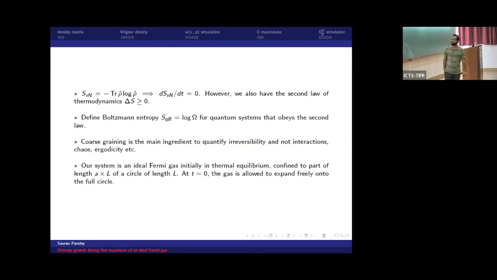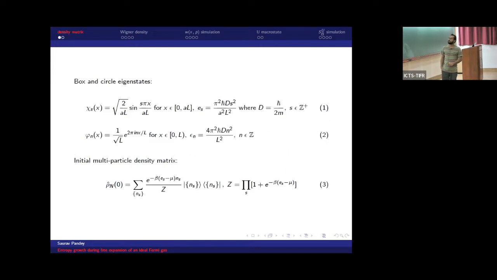So the system that I will describe: consider a circle of length L, and in that circle, you consider a part of the circle of length, let's say, A times L, where A is between 0 and 1. That I'll just call the box. Initially you have some fermions in thermal equilibrium in the box. Then at t equal to 0, you just remove the partition and let it freely expand onto the full circle. So that is the system that I'll be talking about.